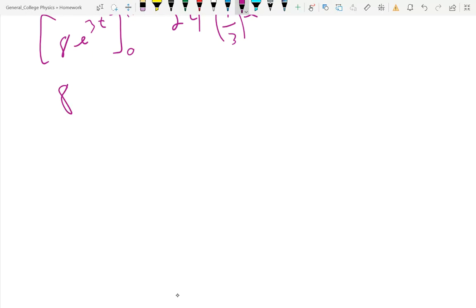Gives you 8e to the 3t sub f minus 8e to the 3 times t sub 0. Not t sub 0, 0. Oh yeah, 0, sorry. Make sure you put something that indicates multiplication and not the number 30. Oh, yeah. There should be parentheses there.